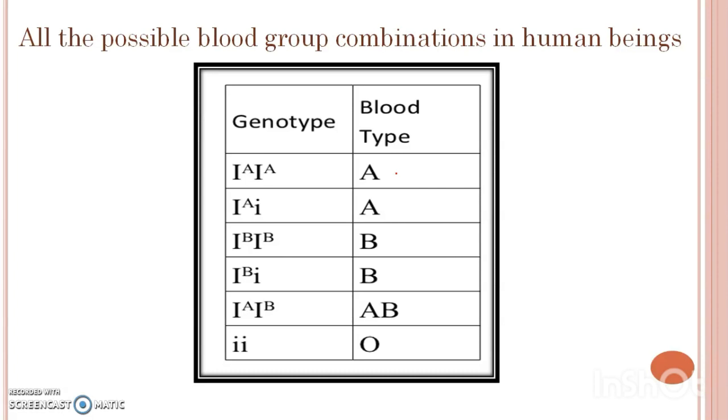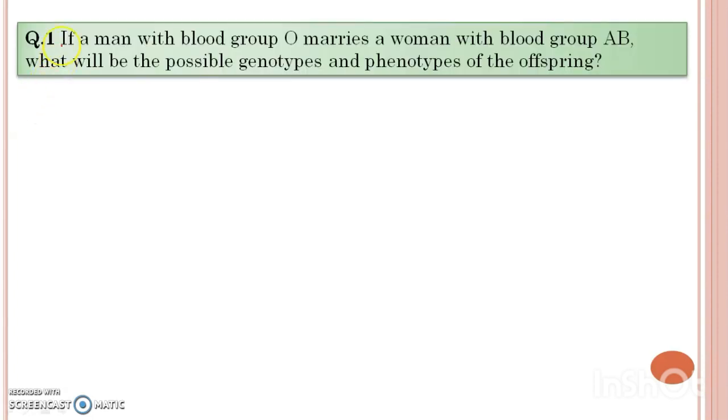Okay, so the first question is, if a man with blood group O marries a woman with blood group AB, what will be the possible genotypes and phenotypes of the offspring? So in this question it is given that the blood group of the man is O, meaning the genotype will be small i, and the blood group of the woman is AB, meaning the genotype will be IAIB.